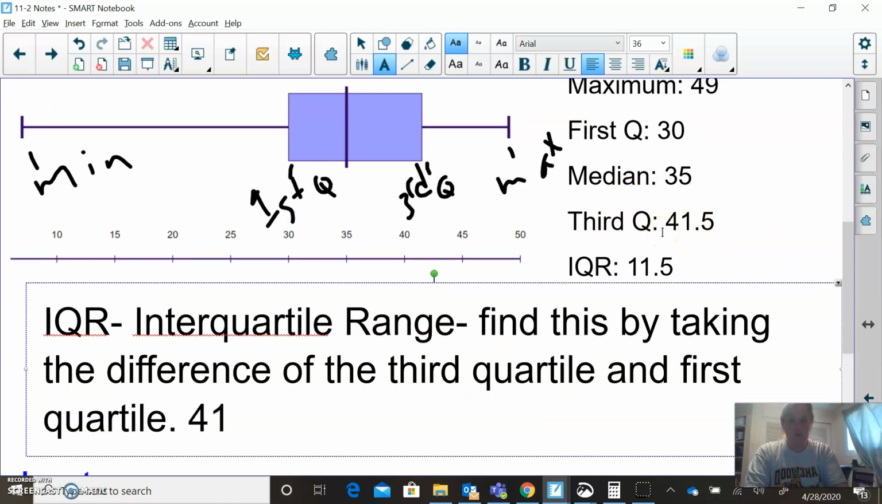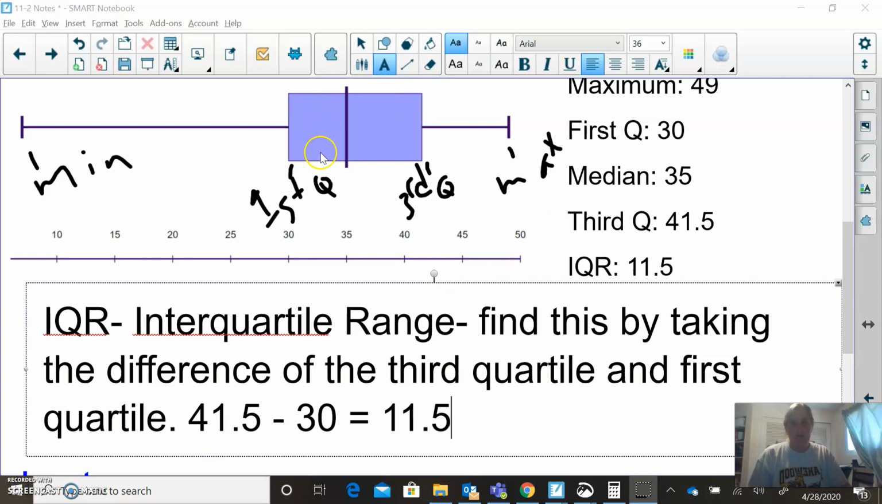Okay, so we took 41.5, which is our third quartile, and subtracted out 30, our first quartile, and that's how I got the 11.5. Okay, this box here in blue, that's like 50% of our data. 50% of our data is in that box. So there is an 11.5 difference in our box. So that's our range.